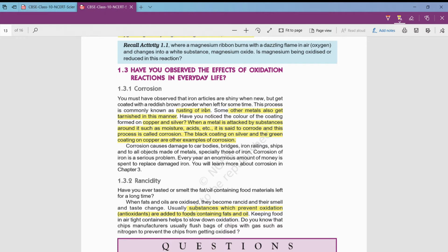Tarnishing is nothing but a change of color. In our day-to-day things, we observe, like anklets which girls wear, change the color. These anklets are made up of silver. They are changing color. This change of color occurs due to tarnishing effect. About this tarnishing effect, we will study in detail in the upcoming chapters.